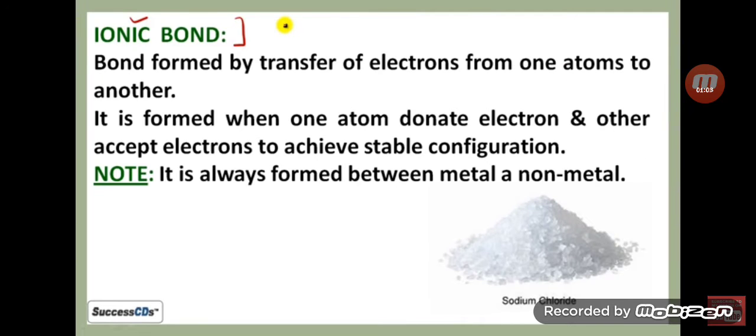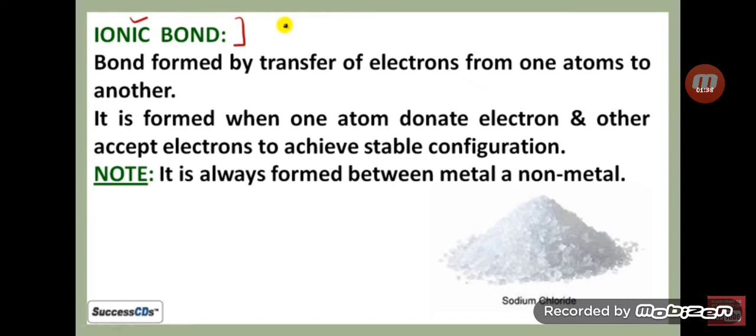What is an ionic bond? A bond formed by transfer of electrons from one atom to another. It is formed when one atom donates electrons and the other accepts electrons to achieve a stable configuration. It is always formed between a metal and a non-metal. Here the example is sodium chloride. Sodium is a metal and chlorine is a non-metal.